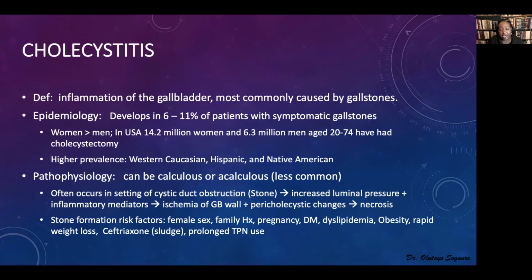Prevalence rates vary by ethnicity, with the highest rates in Mexican American men at 8.9% and Mexican American women at 26.7%. Western Caucasian patients, Hispanic patients, and Native American patients as a whole have a higher prevalence.